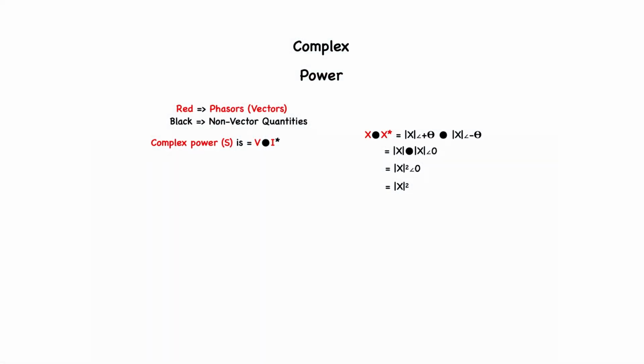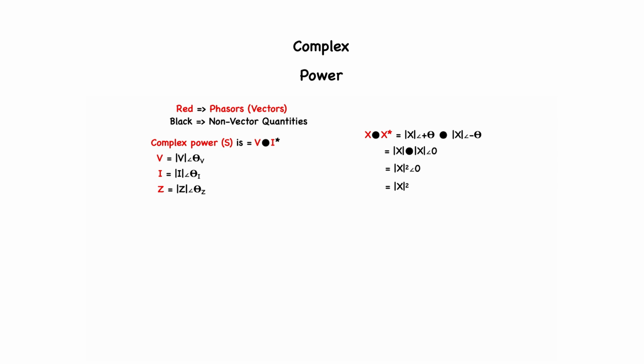Keeping in mind how we designate phasors in red and non-phasor or non-vector quantities in black, the complex power is described by the voltage times the conjugate of the current. Now, if we want to describe the voltage, current, and impedance, it would be done with the magnitudes of each times the angle of each. So the voltage would be magnitude V times theta V, magnitude I for the current times the angle theta I, and the magnitude of Z at some angle theta Z.